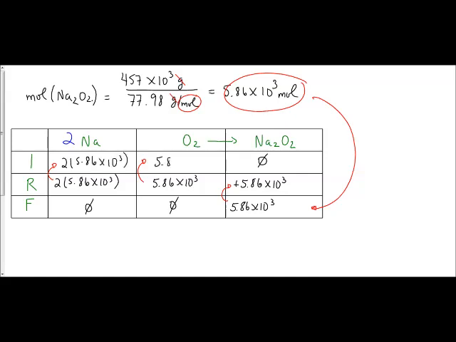Now, in the question, you are actually asked for what mass of each reactant to use in order to get a target mass of product. So the final stage in this problem will be to convert the moles of each reactant into masses. And so we'll proceed to do that for sodium and for oxygen.